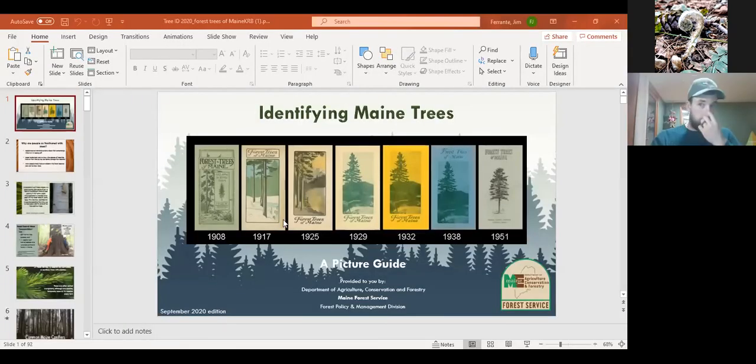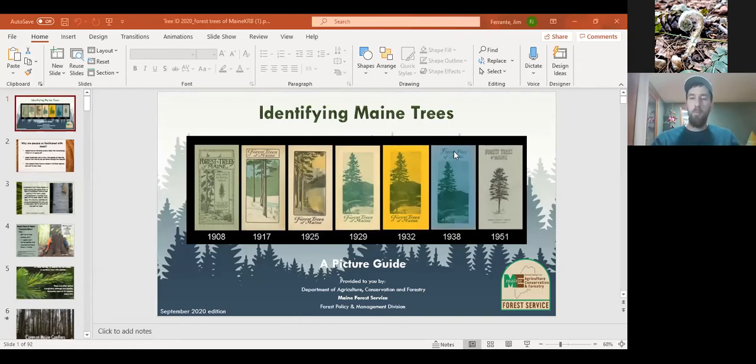Basically what I want to say is, earlier, I believe it was Julie, talked about the Woods in Your Backyard. We also have what is probably the Forest Service's most popular publication, the Forest Trees of Maine, which is actually well beyond its centennial anniversary at this point. The Forest Service put out many iterations of the Forest Trees of Maine over the years.